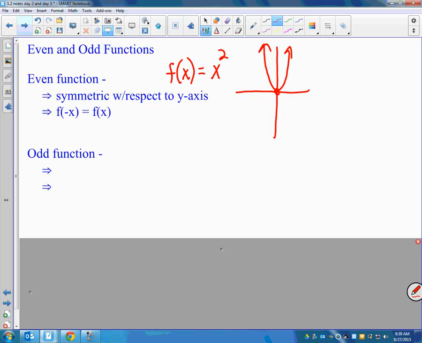But that works, right? If I plug in negative 2, I get the same thing as when I plug in positive 2. Really nice if you know a function's even, because if you graph one side, you don't have to pick points for the other side. You just know it's going to be the same. So that's why we like knowing that.